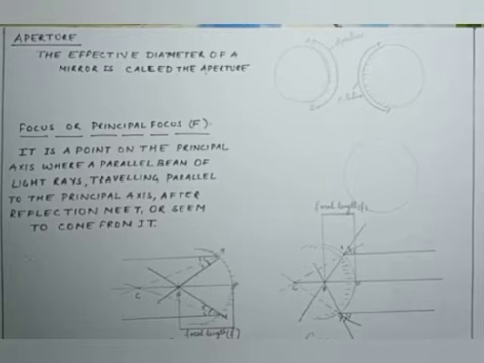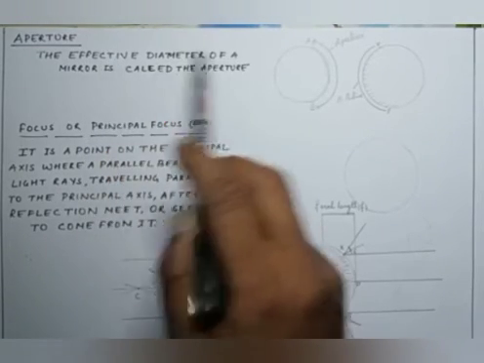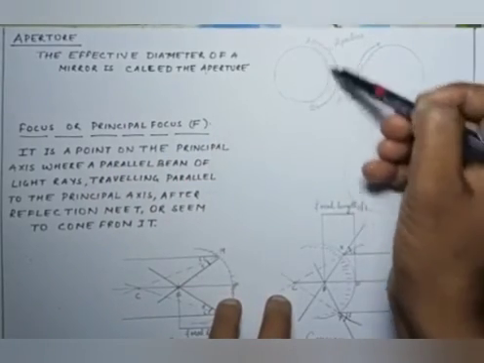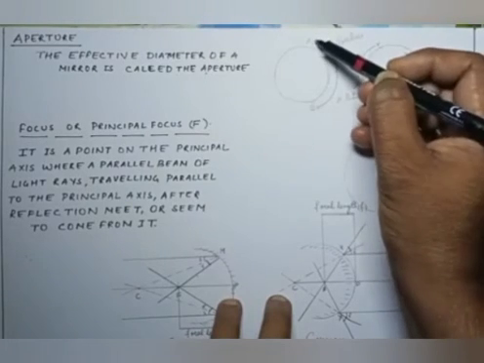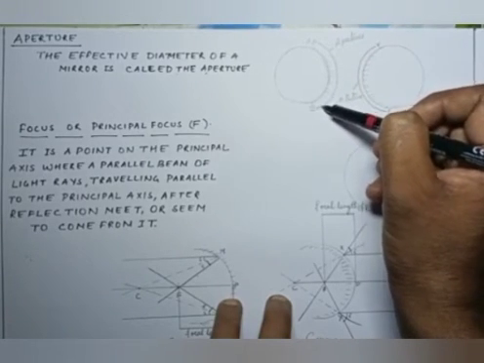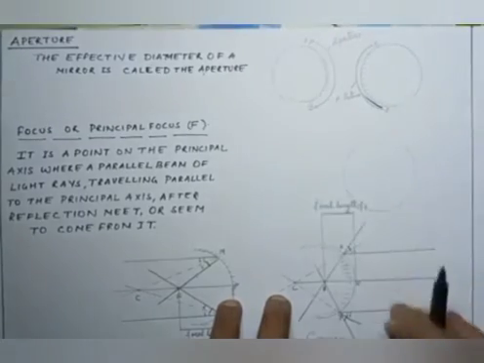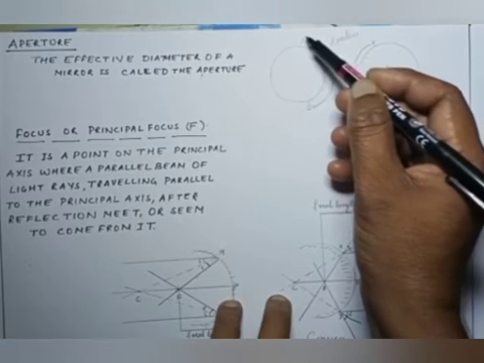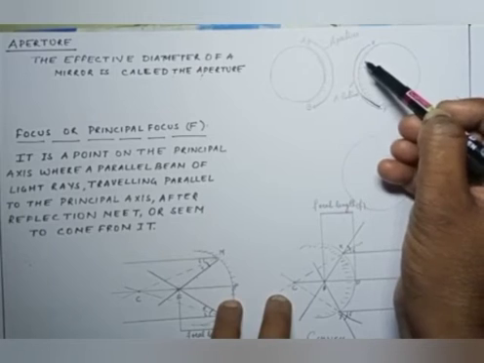Let us move to another topic, that is aperture. What is aperture? The effective diameter of a mirror is called the aperture. Over here you can see a sphere in concave and convex mirror. So whatever part of a sphere is acting as a reflecting surface, that is called the aperture of the sphere. Over here A and B is the aperture for concave mirror, and X and Y is the aperture for convex mirror.